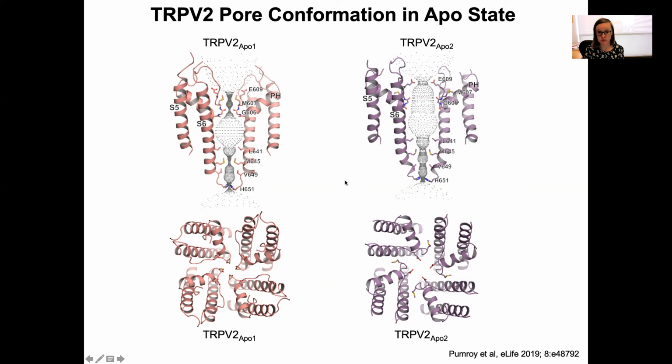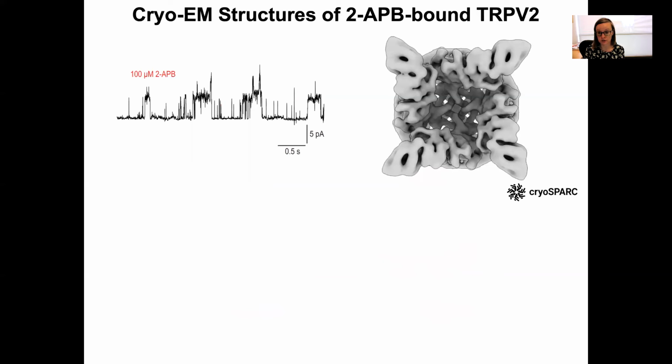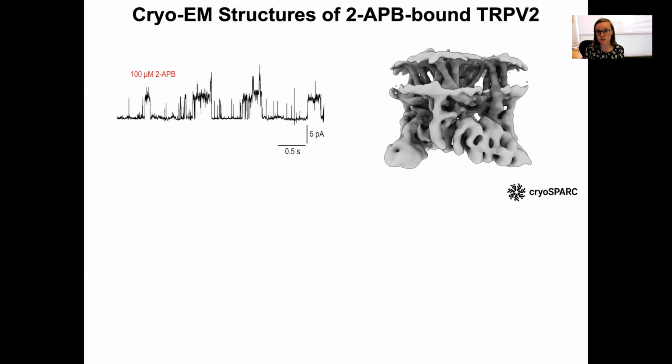So next we decided to see how the compound that we would like to study affects the opening of the channel. We know that 2-APB could open the channel, and of course the channel undergoes opening and closing conformations pretty fast. So we applied 2-APB on our cryo-electron microscopy grids and solved the structure in the presence of 2-APB. We had to utilize cryoSPARC software, which allowed us to sort, almost in real time, several substates of this channel, or the transition of the channel from open to closed state.